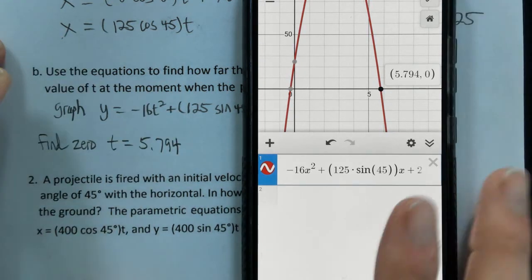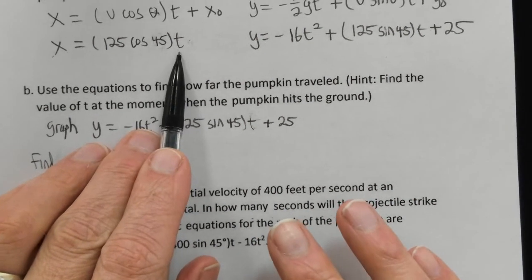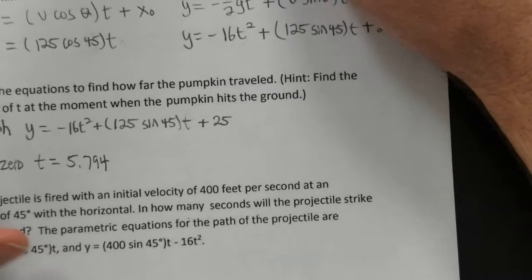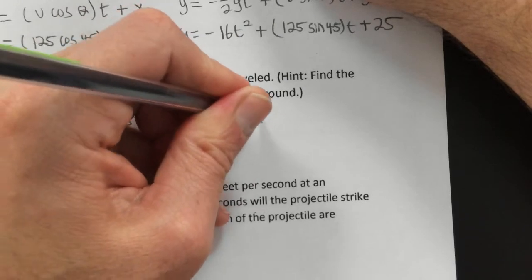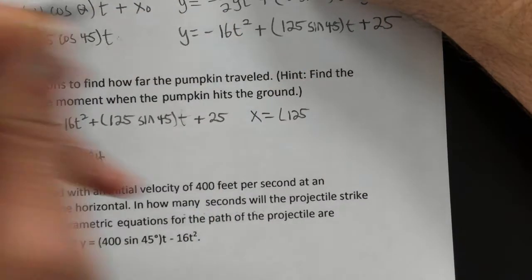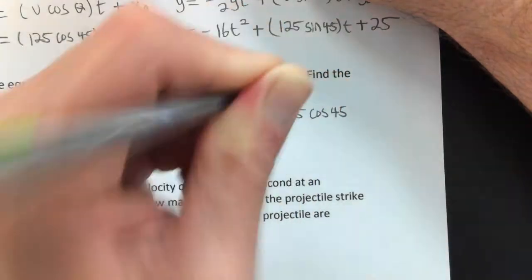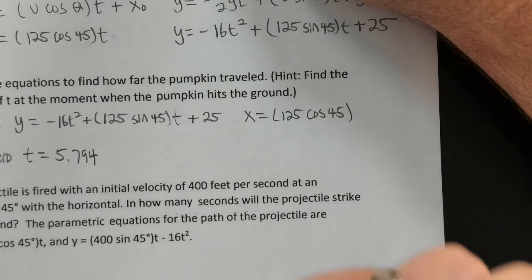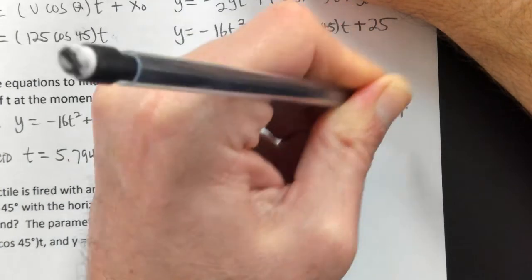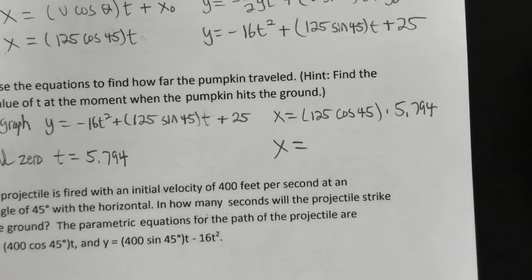Okay, so now that I know how many seconds it takes to hit the ground, I can plug that t in now, that number of seconds, for my x equation, which, remember, gives me the horizontal distance that the thing traveled. And so now into the x equation, x equals 125 cosine of 45, close, times 5.794, and once I multiply that out, I will know how far the pumpkin traveled.